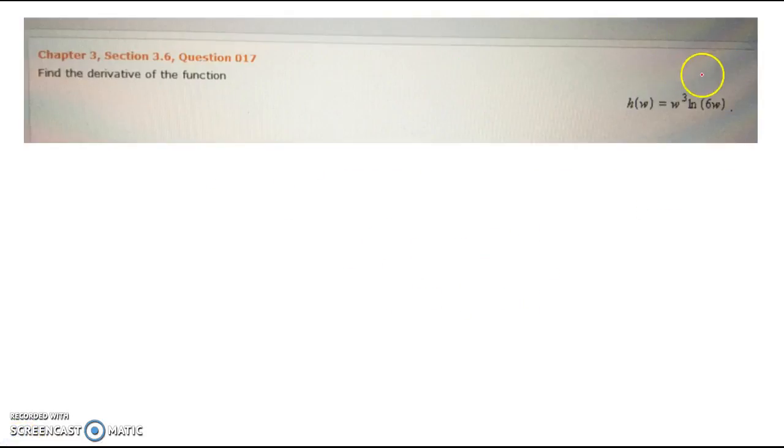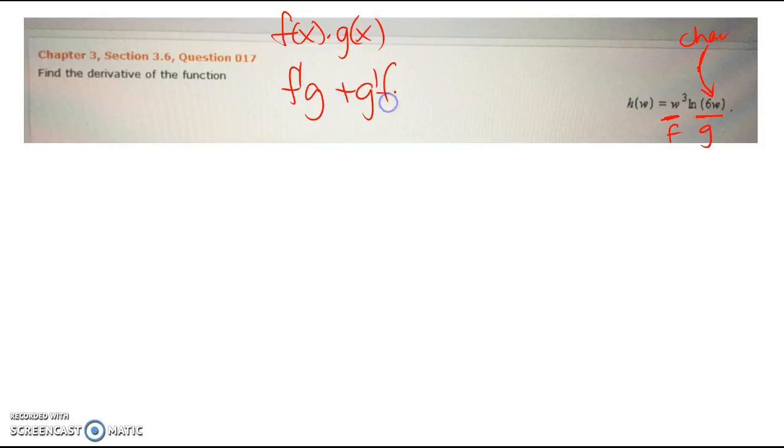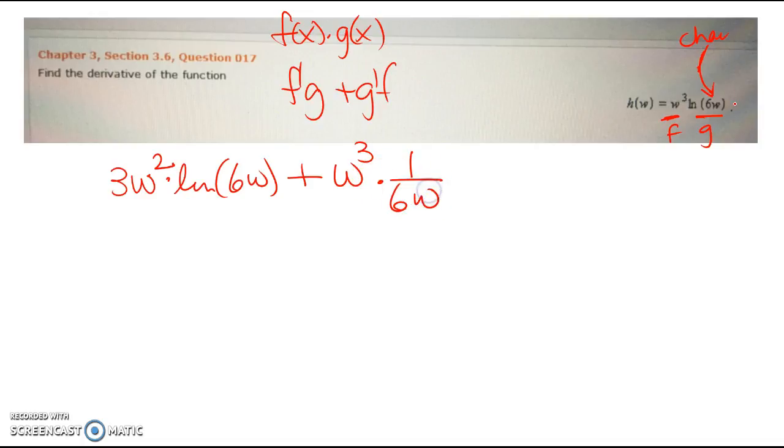Alright, here we have a product rule. There's the f, there's the g, and we're going to have the chain rule there. So let's refresh. The product rule says if you have f of x times g of x, then the derivative is f prime g plus g prime f. So we'll start. The derivative of w to the third is 3w squared times g as it is, plus f as it is times the derivative of natural log of 6w. So it's times 1 over 6w times the derivative of the inside, which is 6.